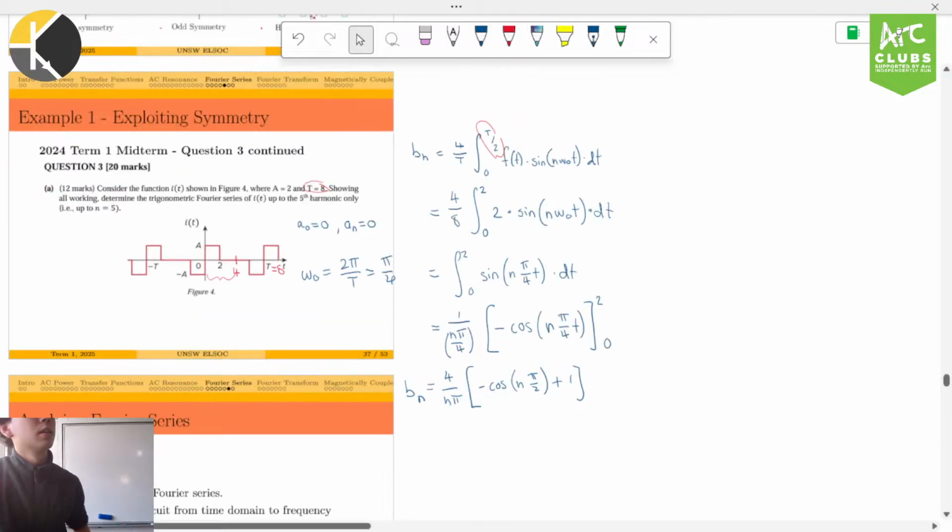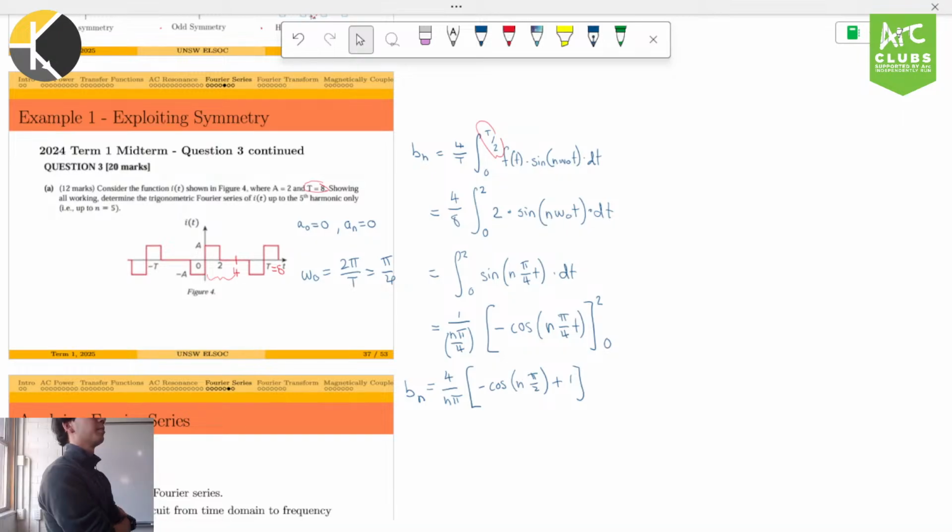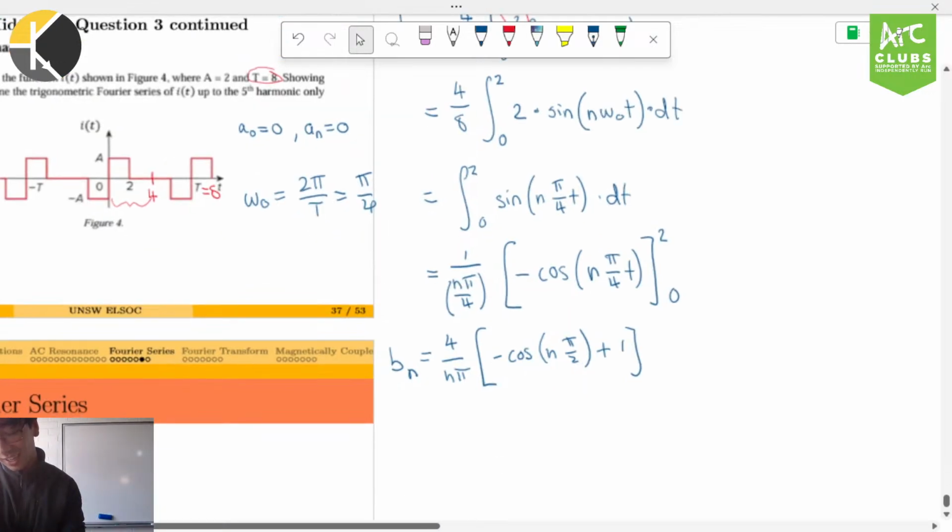Since n pi on 2 is always 0, we can get rid of it. Sorry, could you repeat that one? Yeah, cos of pi on 2 is 0. Cos of pi on 2 is 0, but that n will change because for each harmonic n is like 1, 2, 3, 4. Oh, true. Right? So we have to keep that one there. Yeah. No, that's right. Cool.